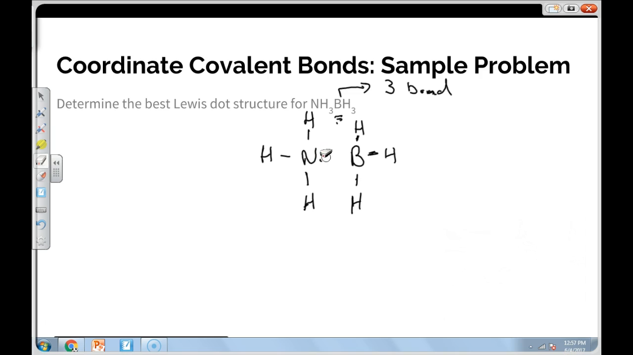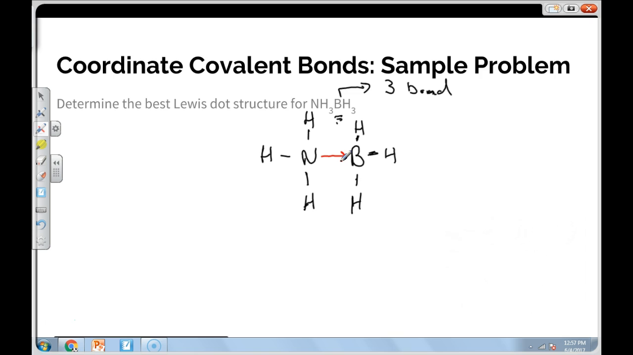And so it's kind of neat. Remember those rules for drawing Lewis structures, they still hold true here. What's going to end up happening, and I'll draw it in red here, is that this guy is going to have a coordinate covalent bond that looks like that. And so that's your sample problem.